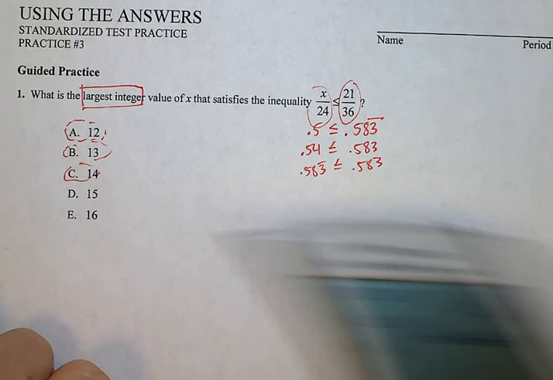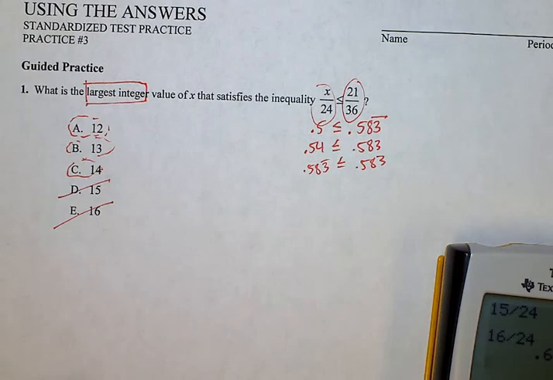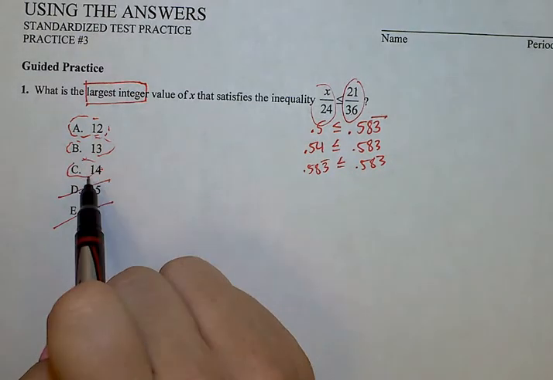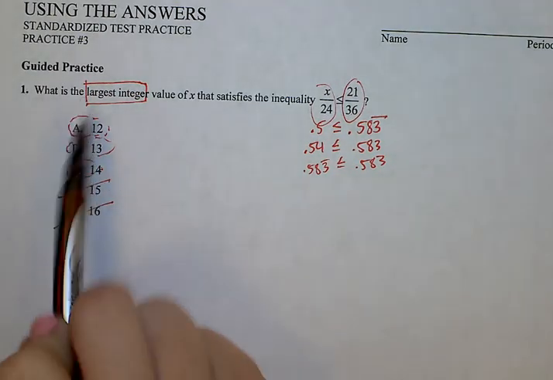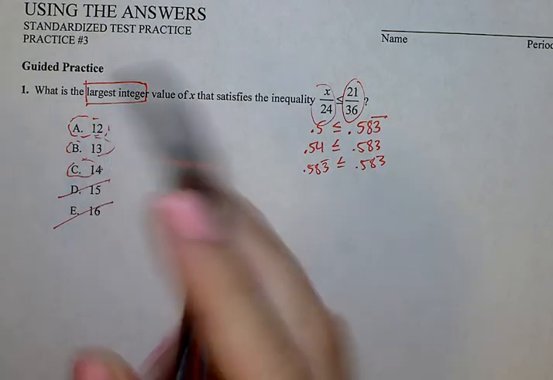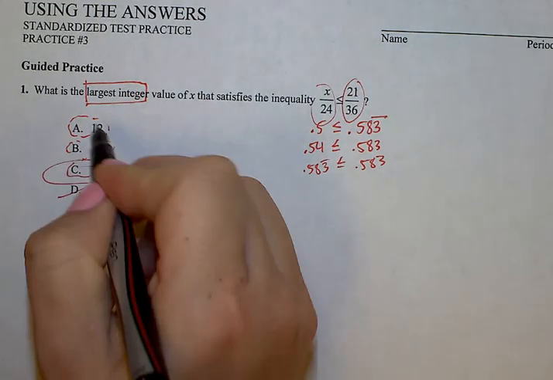So I know it can't be D or E. So choices A, B, and C work. But when we read the question, it says which of these is the largest integer. And I know that 14 is the largest integer of the three.